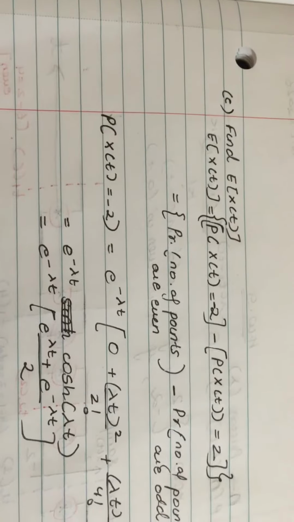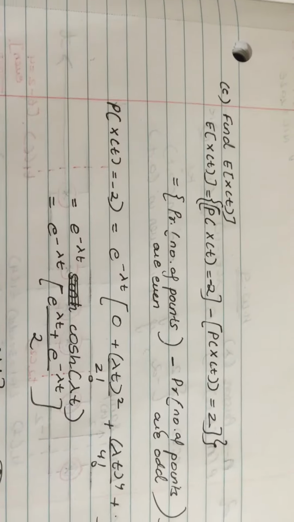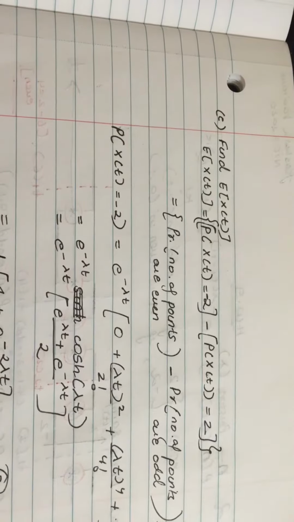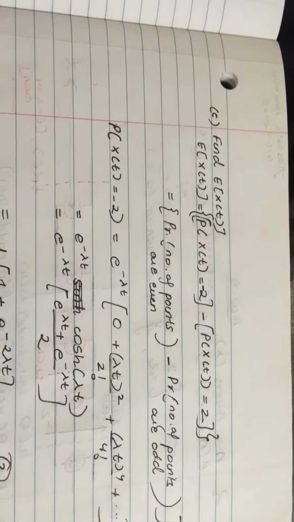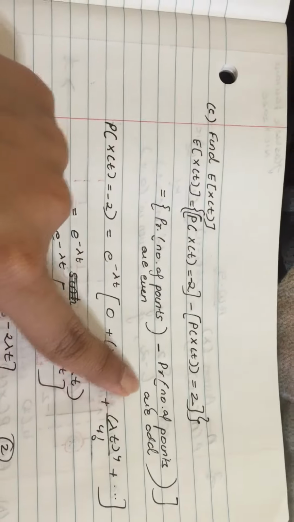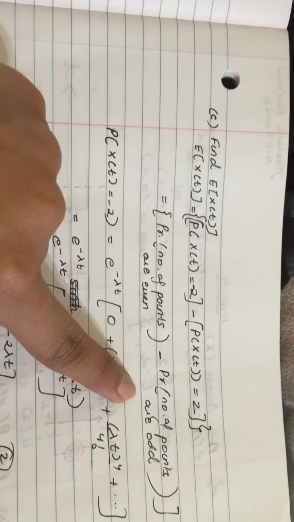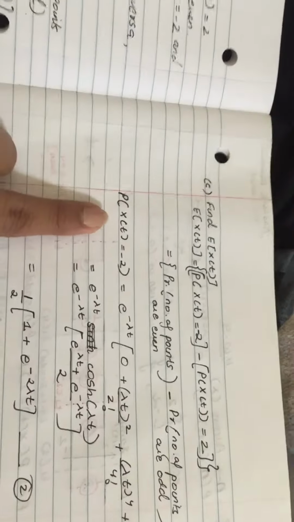The third part of the problem is that we have to find the mean value, E of X of t. So E of X of t is basically the probability that the number of points is even minus the probability that the number of points is odd. So we already know the probability that the number of points is odd, that was P of X of t is equal to 2, which was the b part of this problem. Now we'll find P of X of t is equal to minus 2.